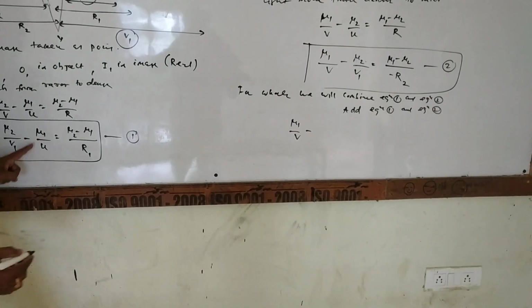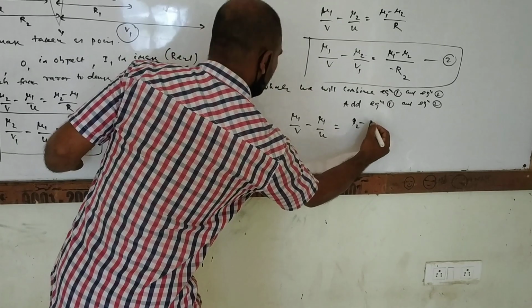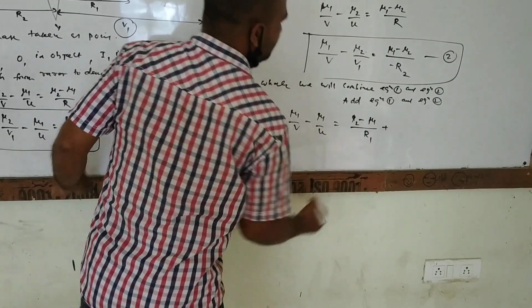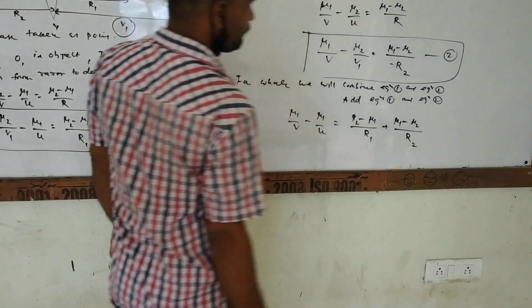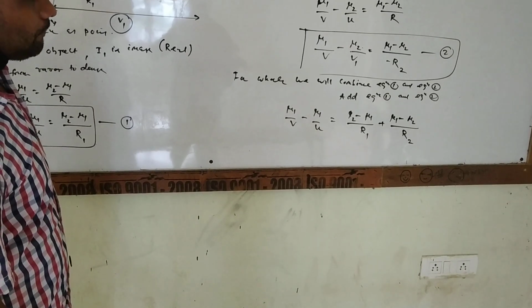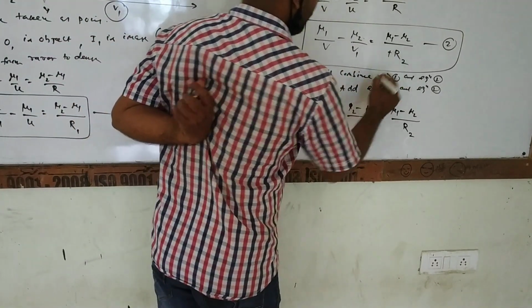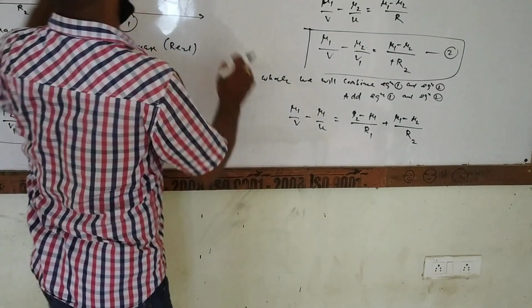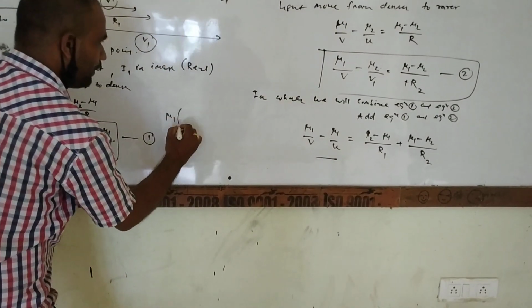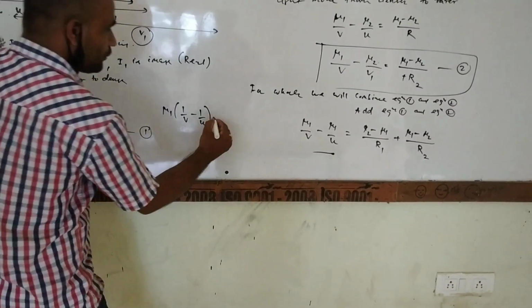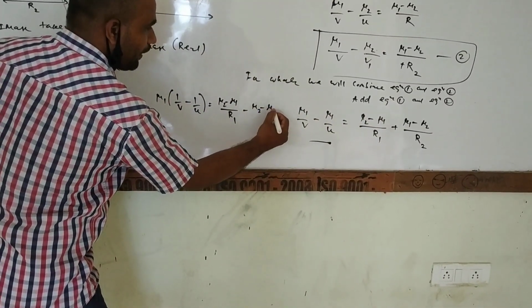On the right side we have mu2 minus mu1 by R1 plus mu1 minus mu2 by R2, taking the sign as plus. Now mu1 is common on the left: mu1 into 1 by v minus 1 by u equals mu2 minus mu1 common, into 1 by R1 minus 1 by R2.